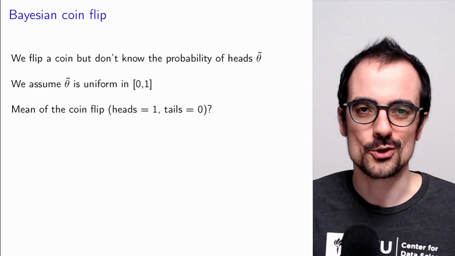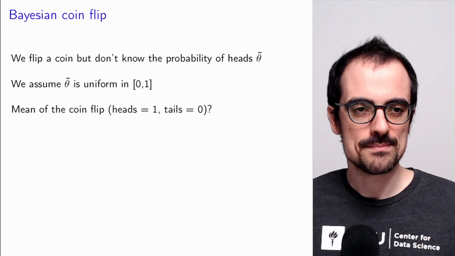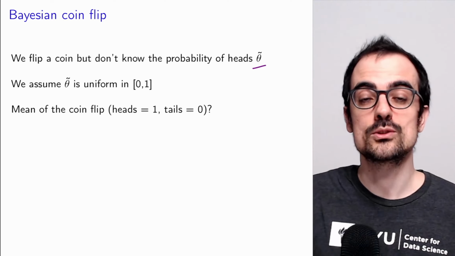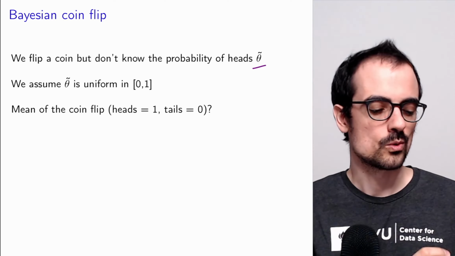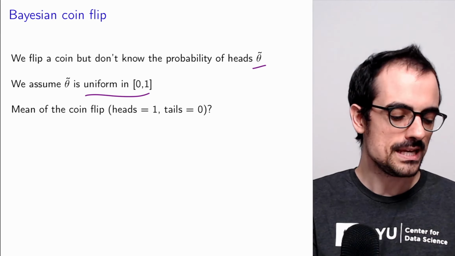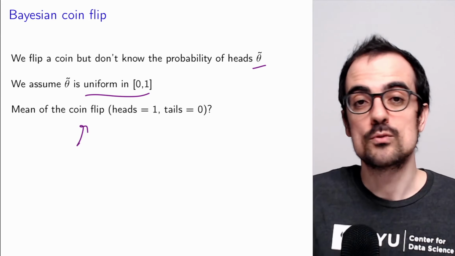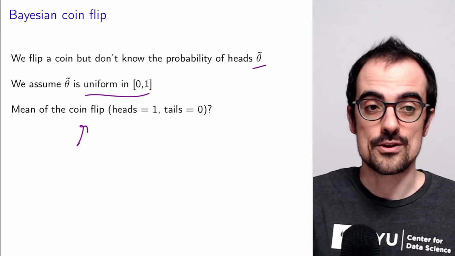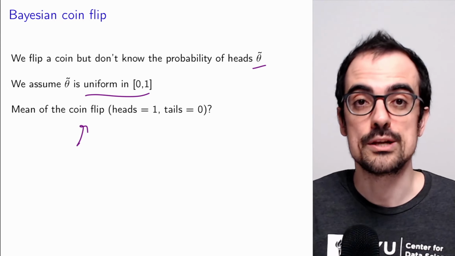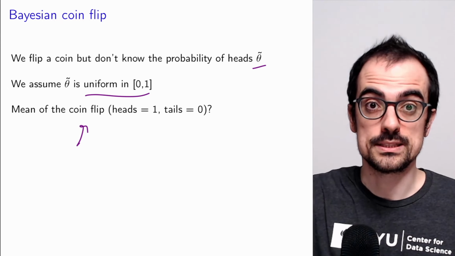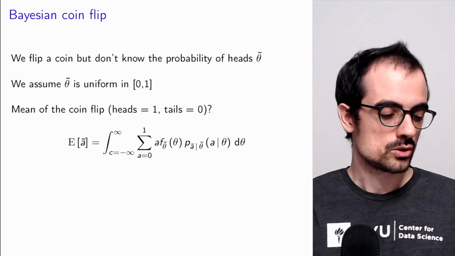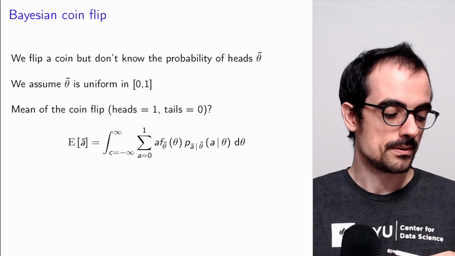Let's take a look at an example. Remember that we talked about coin flips when we talked about Bayesian models. Imagine that we flip a coin, but we don't know the probability of heads, and we want to take a Bayesian viewpoint where we have a prior on it, and our prior is going to be uniform in 0, 1. Now, what is the mean of the coin flip? If we are not interested in anything else other than the mean, we can actually compute this directly from the marginal and the conditional without having to derive the probability mass function of the coin flip. So we're going to represent the coin flip by A.